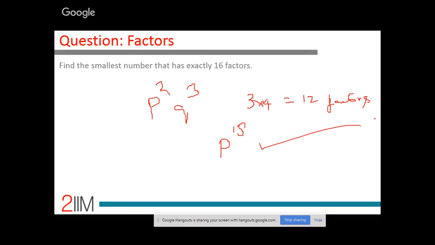P cube into q into r. So 16 can be written as 4 into 2 into 2. Don't just think of 16 as a product of 2 numbers. Think of it as a product of 3 numbers and 4 numbers. It cannot be 5. 2 power 4 is 16. So it can be written as just one number, 16. 2 numbers, 8 into 2, 4 into 4. 3 numbers, 4 into 2 into 2. And 4 numbers, 2 into 2 into 2 into 2.